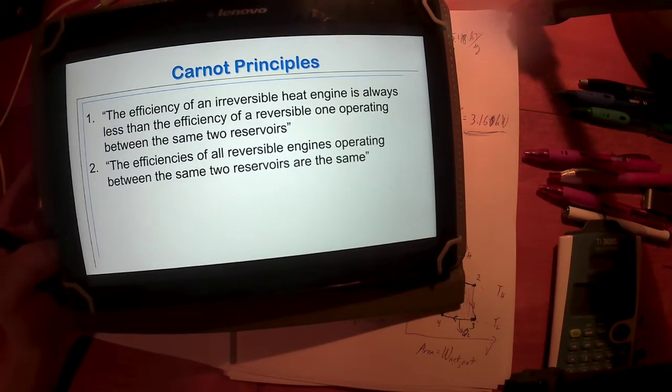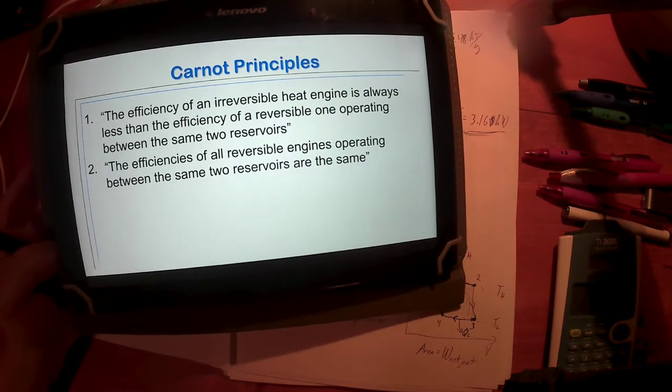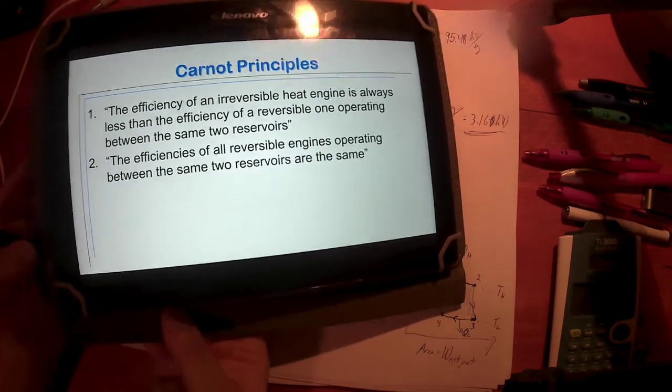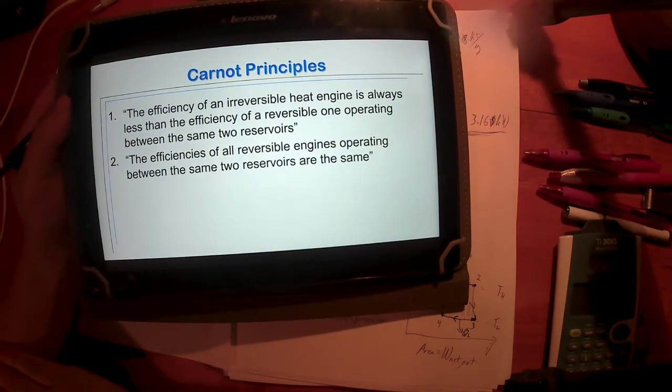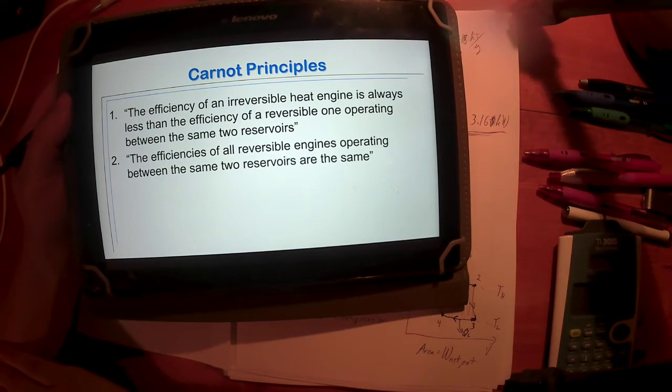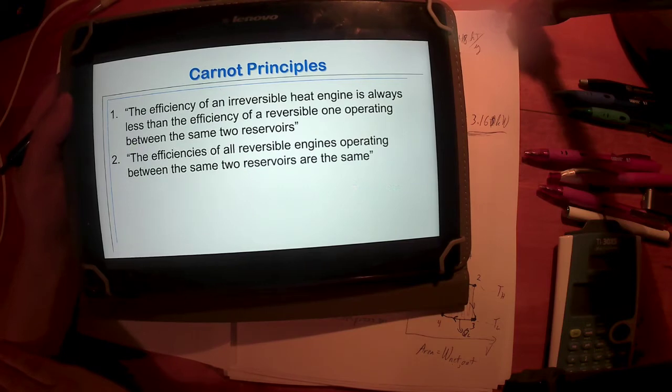Direct quotes mean these came straight from your book, unless I've quoted another source, and I'll give you the other source there. Your text, the Cengel and Boles text, says the efficiency of an irreversible heat engine is always less than the efficiency of a reversible one operating between the same two reservoirs.